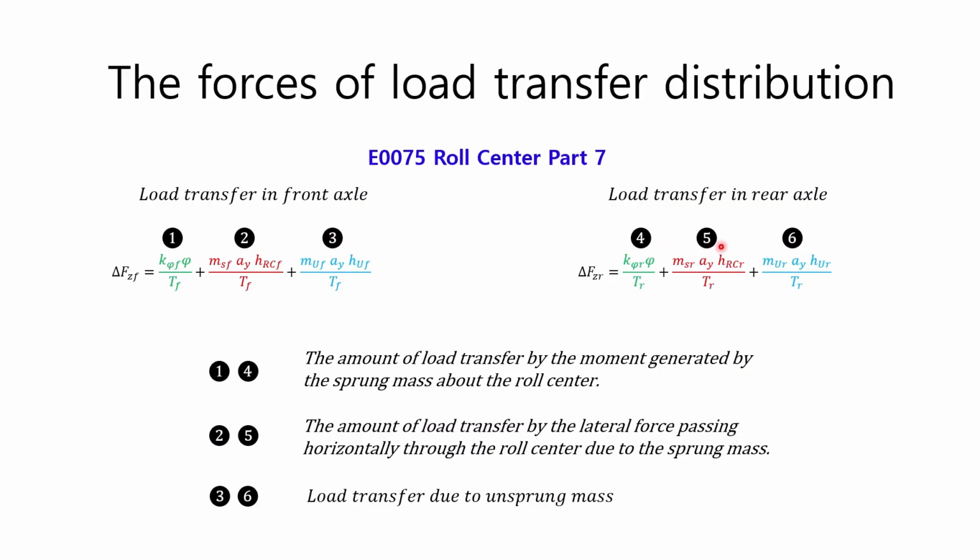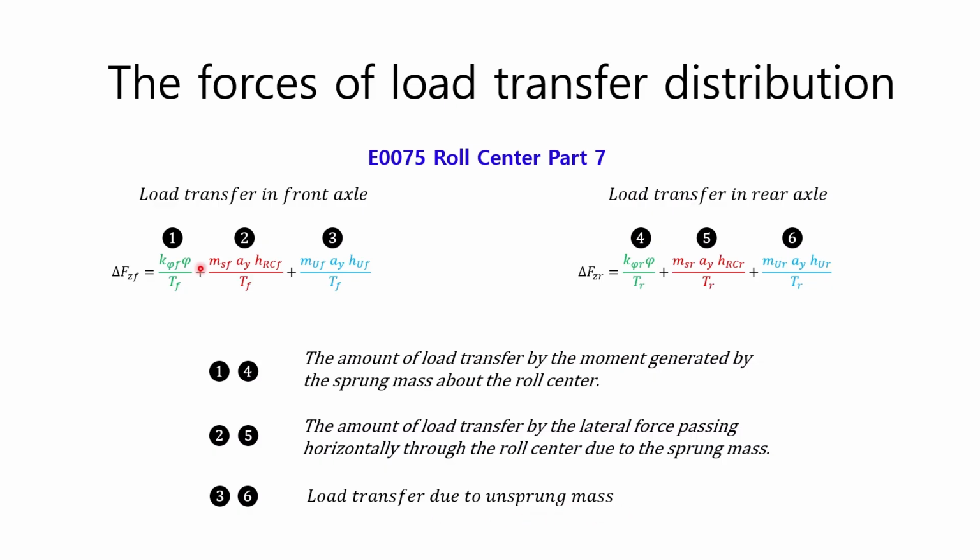In these equations 1 and 4 are the load transfer due to the moment generated by the sprung mass about the roll center. Equations 2 and 5 are the load transfer due to the lateral force acting horizontally on the roll center due to the sprung mass. And equations 3 and 6 are the load transfer due to the unsprung mass.